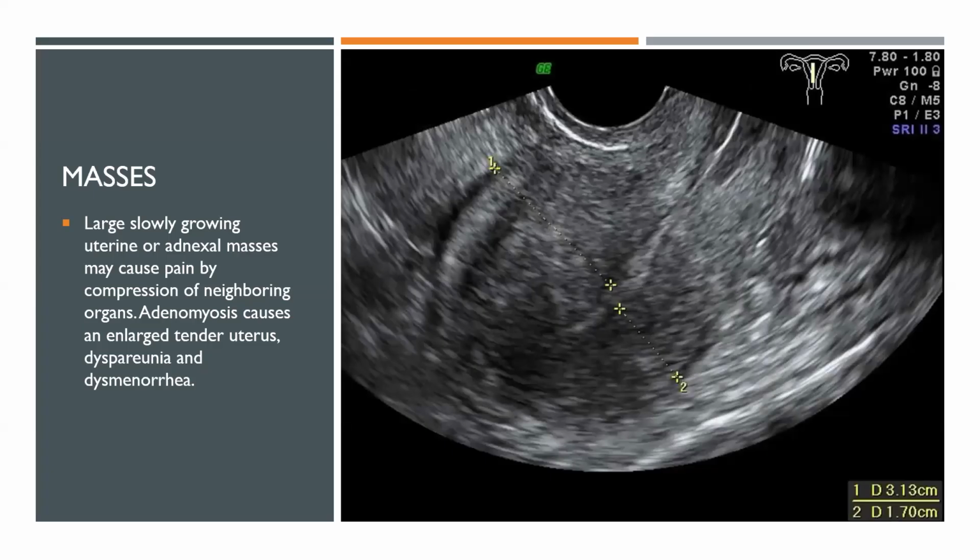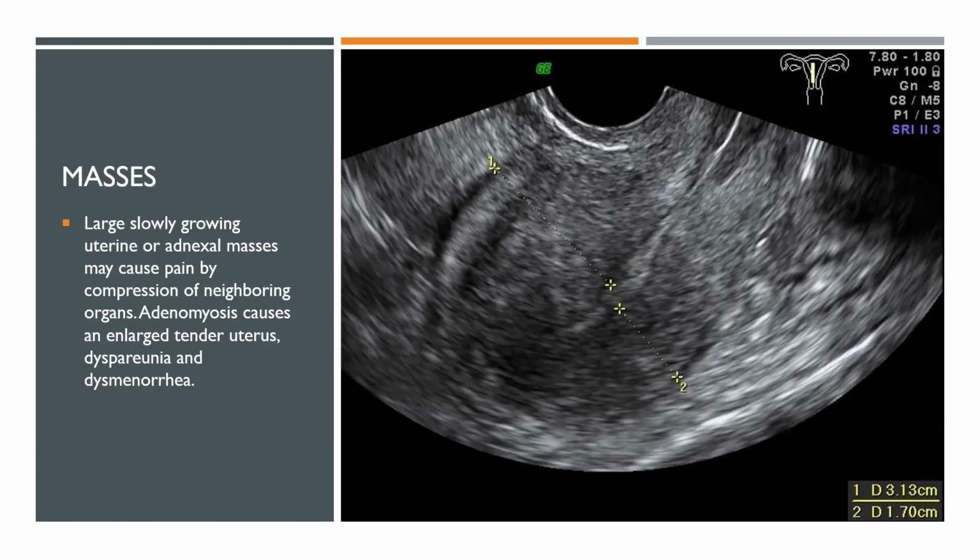You can also have masses that can cause chronic pelvic pain. A large, slowly growing uterine or adnexal mass may cause pain, of course, to neighboring organs. A huge one that we see that causes pain is adenomyosis. You remember adenomyosis is when endometrial tissue moves into the myometrium, creating a lobular myometrium.